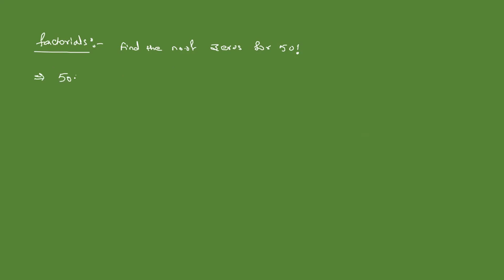What is the meaning of 50 factorial? 1 into 2 into 3 into 4 into 5 into 6 into 7 and so on up to 50. We need to multiply the numbers up to 50. While observing factorials, what will be our major target? We need to find the powers of 2 and powers of 5. We will not bother about the remaining things. We will concentrate only on the powers of 2 and 5.